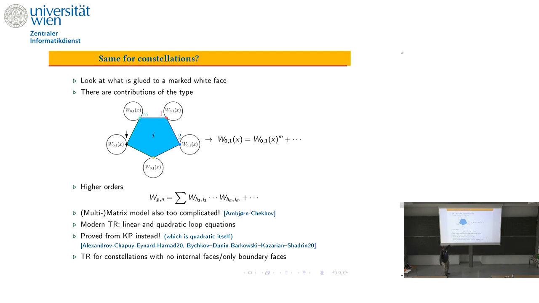I don't know how to get the linear and quadratic loop equations from that thing above. Probably it's possible, I don't know how to do it. But people did it with the KP hierarchy, which is itself quadratic. So I'm wondering if the quadraticity of the TR is related to the quadraticity of the KP hierarchy, maybe. It would be a question for Sergei, for instance. Like, the answer is no, or it's not a question for you? Sure.